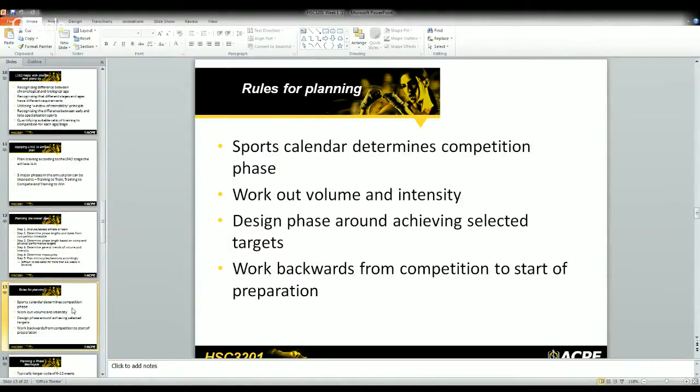Rules for plan, and this is what we discussed. Determine the competition phase, volume and intensity around achieving selected targets. Work backwards from competition start.